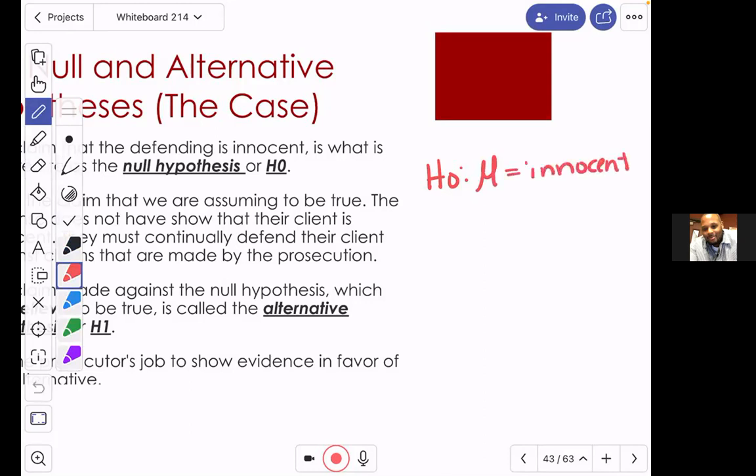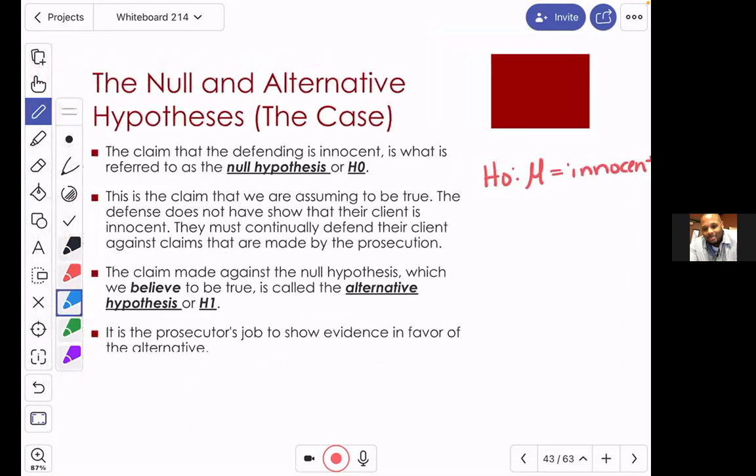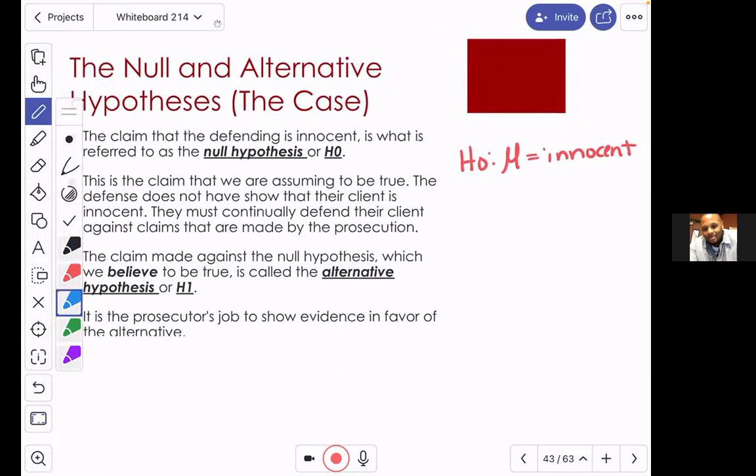Here's how we start this. This is called the null hypothesis. You always build this with a hypothesis in mind first. So the claim first off is that you are innocent. That is the assumed truth. We always assume this to be true. And because you're assuming that to be true, when I go to court, because I'm assumed to be innocent, do I need to show evidence in favor of my innocence? Yes or no?